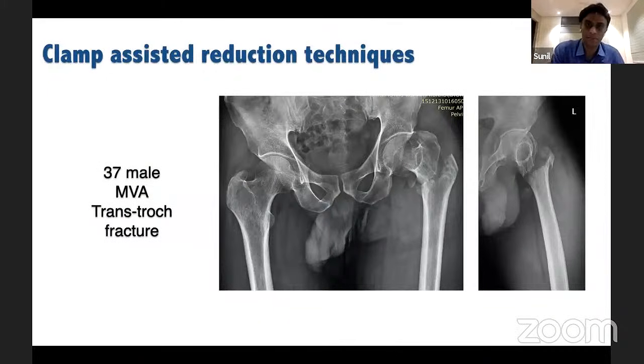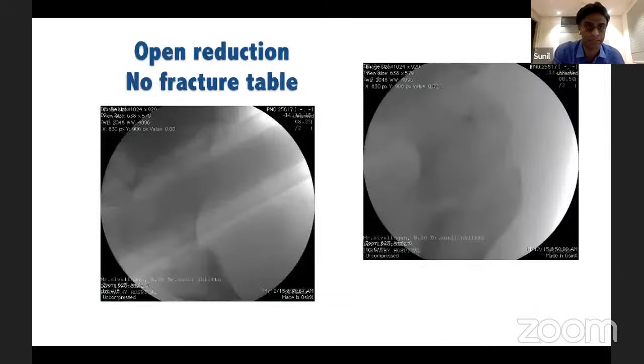So what other clamps can you use? You can use a lot of other clamps as well. So this was a 37-year-old male with a transtrochanteric fracture. As you can see, he's got a comminution on the lateral side as well. And this is not going to reduce indirectly. And without reducing this one, you will never get your nail entry right.